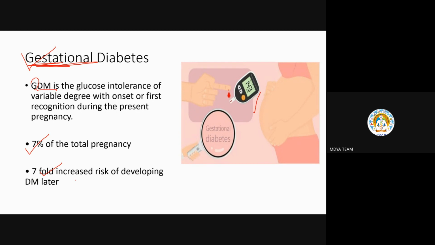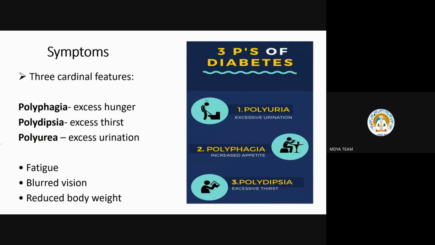There is a sevenfold increased risk of developing diabetes mellitus later. It could lead to diabetes mellitus further, but if we have proper lifestyle management, it could be normalized. Usually it gets okay again.